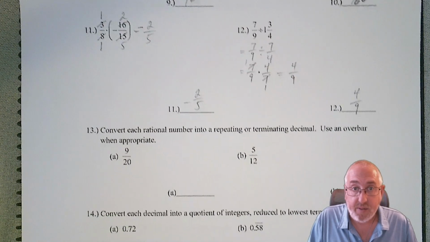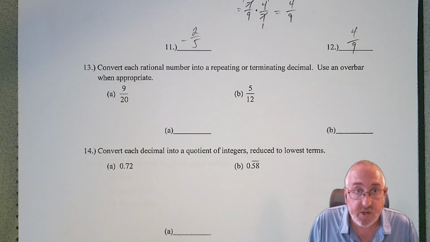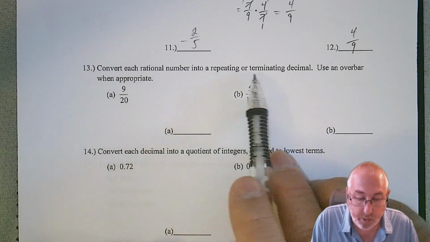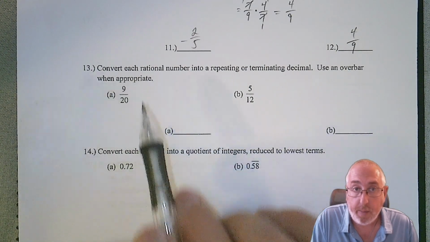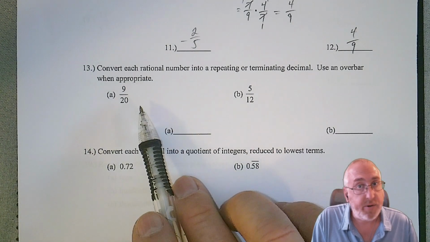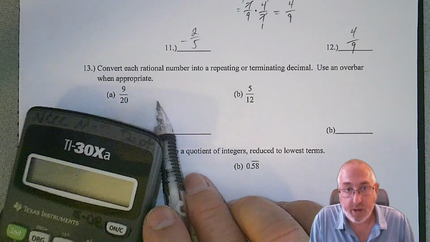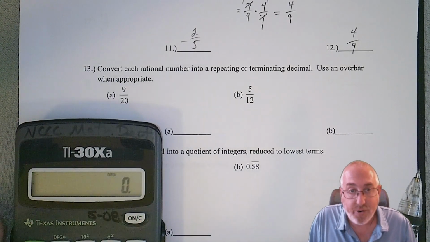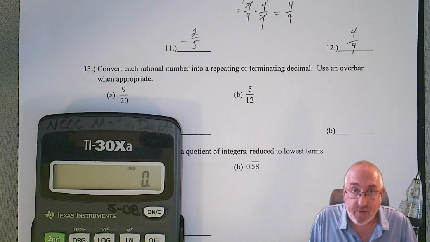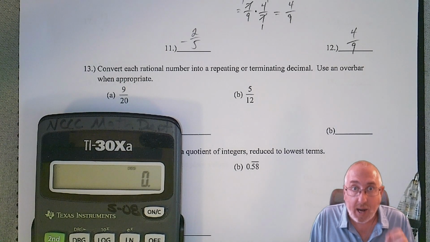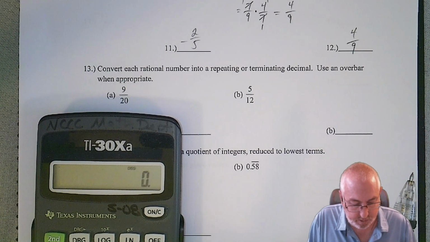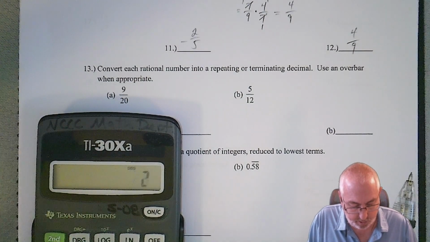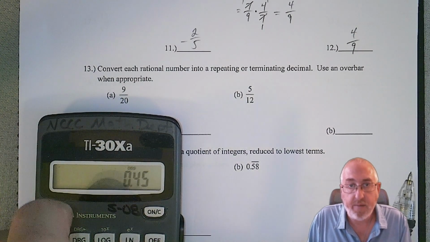Now, the second half of this page, we've got some converting rational numbers into repeating or terminating decimals. Use an overbar when appropriate. So remember, all you have to do is use your calculator. You really don't have to do too much. The biggest thing is make sure you use it right. If you're changing a fraction to a decimal, the top number goes in your calculator first. So 9/20, so 9 divided by 20 equals 0.45. Done.